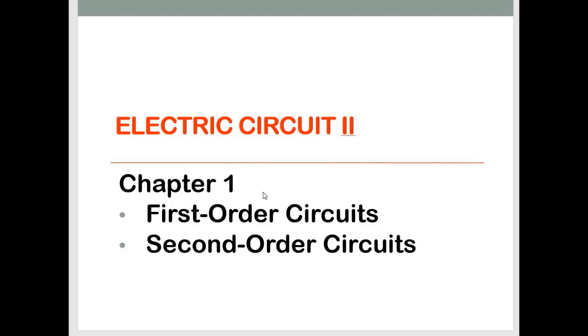Chapter 1 of Electric Circuit 2, First and Second Order Circuits. The difference between these two circuits is the components involved. In first order circuits, we have either a combination of RL, resistor inductor, or a combination of RC, resistor capacitor. Whereas in second order circuits, three components are combined together: resistor, inductor, and capacitor, either in series or in parallel configurations.